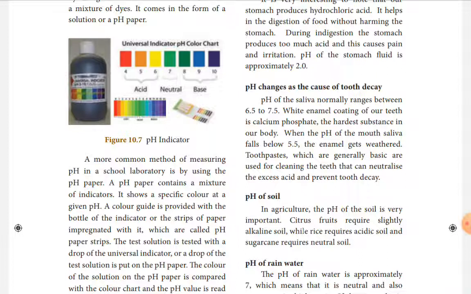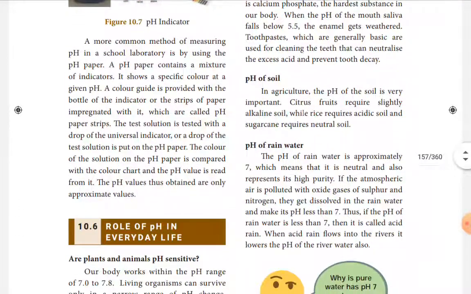So because of the change in pH value, the mouth becomes more acidic in nature, which leads to decay of tooth. Then the pH of soil is important for cultivation, to get a good yield from the soil. So a soil test is essential, to see whether it is acidic or basic. Citrus fruits require alkaline soil, rice requires acidic soil, like that. Then pH of rainwater.